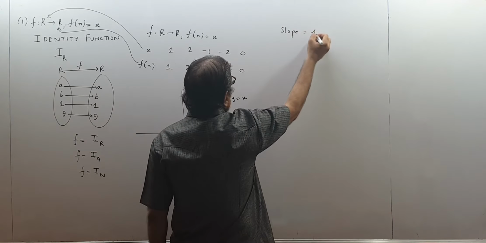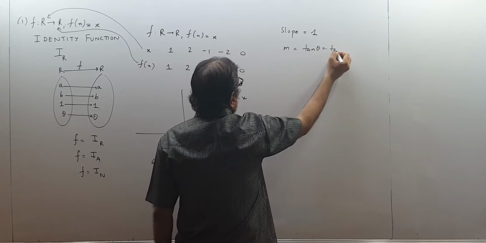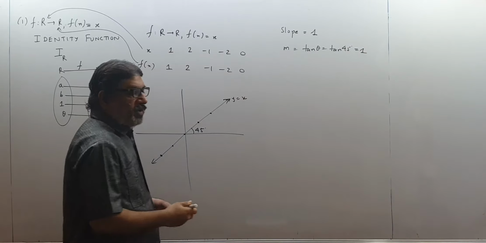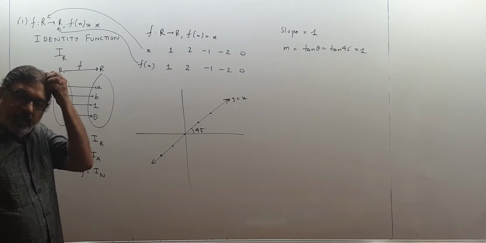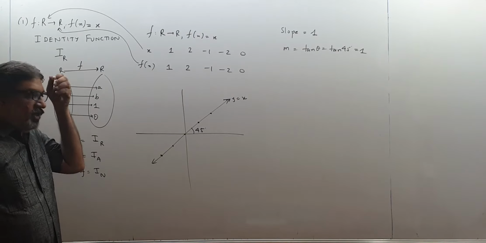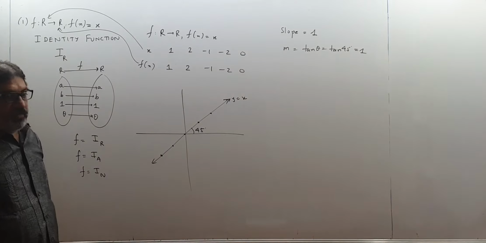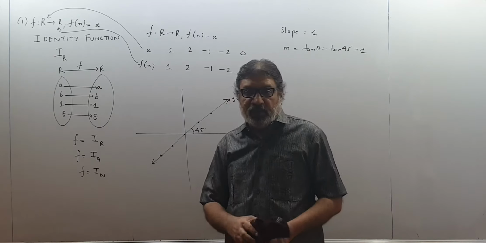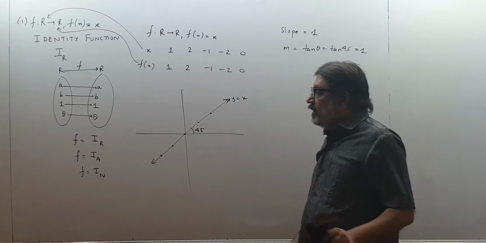Slope will be 1, because slope is tan theta. Theta is 45 degree, so tan 45 equal to 1. Therefore slope is 1. So this is the graph of the identity function, and it is the line y equal to x. Its slope is 1. It passes through the origin and all those things. Many more things we will talk about when we discuss more properties. Right now I am only giving you an introduction of what is an identity function.